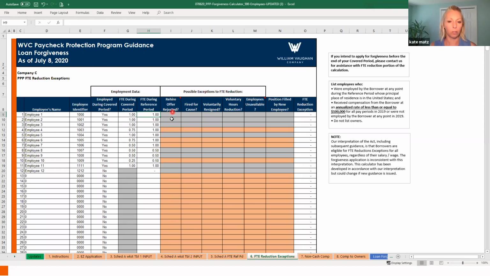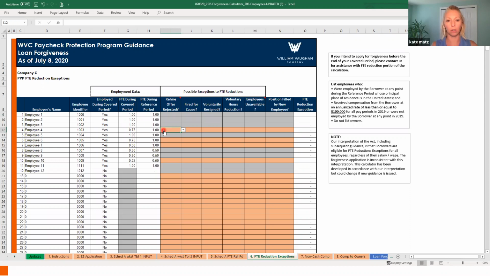So our first three are grayed out. We don't need to fill those out, and that's because we had no reduction in FTEs. They were 1 FTE during the reference period, 1 during the covered period, so we don't need to worry about any exceptions. Employee number 4 then, we do have a reduction. So they went from 1 in the reference period down to 0.75 during the covered period. So we take a look at if they met any of these exceptions.